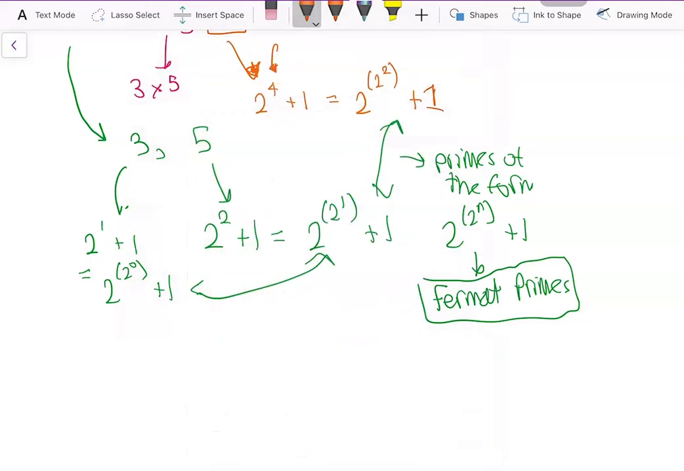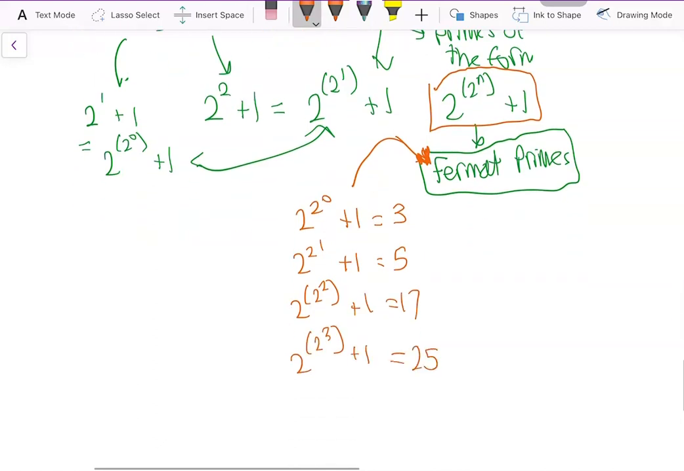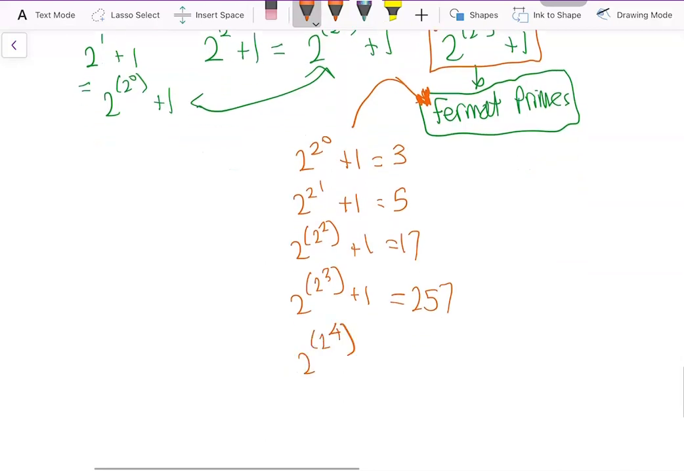The mathematician Fermat conjectured that all numbers of the form 2 to the 2 to the n plus 1 are prime, but it actually turns out that the Fermat primes are 2 to the 2 to the 0 plus 1, which is equal to 3, 2 to the 2 to the 1 plus 1, which is equal to 5, 2 to the 2 to the 2 plus 1, which is 17, 2 to the 2 to the 3 plus 1, which is 257, and 2 to the 2 to the 4 plus 1, which is 65537.